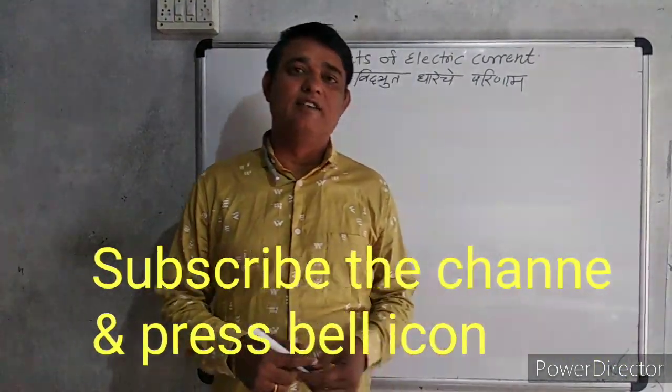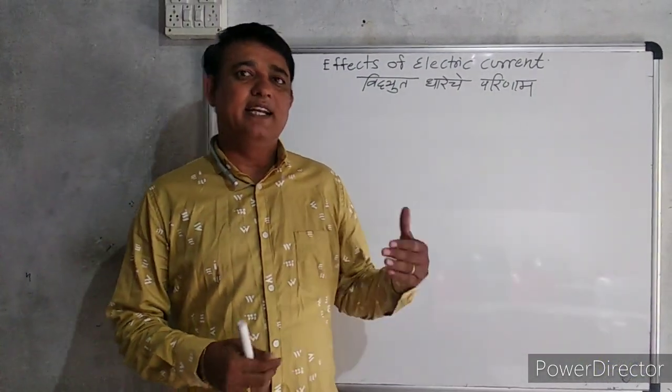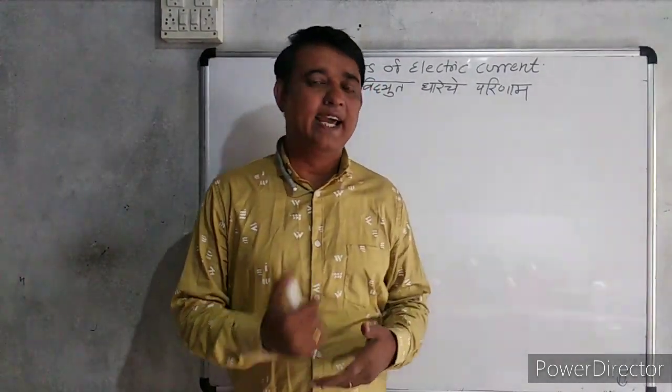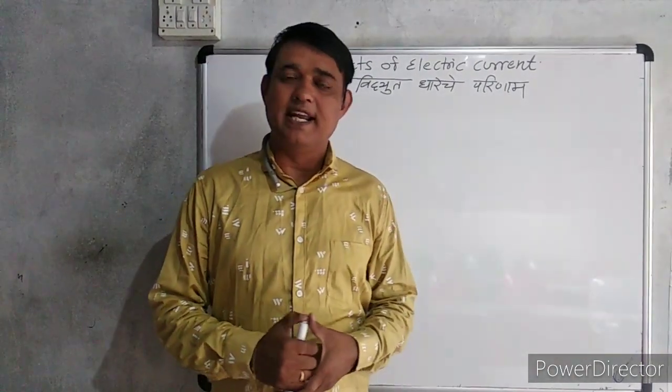In last standard we learned what is electric current and how electric current flows. Electric current flow means the flow of electrons from negative to positive, and hence the conventional direction of flow of electric current is positive to negative.